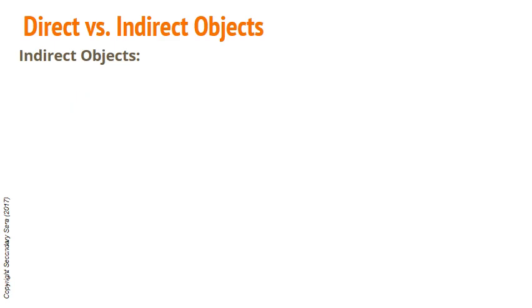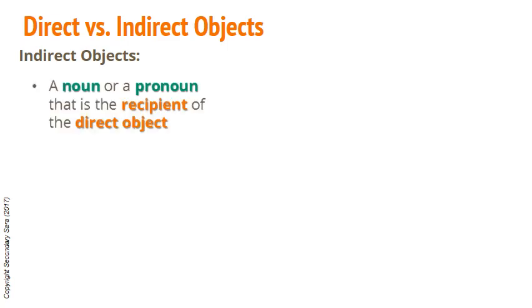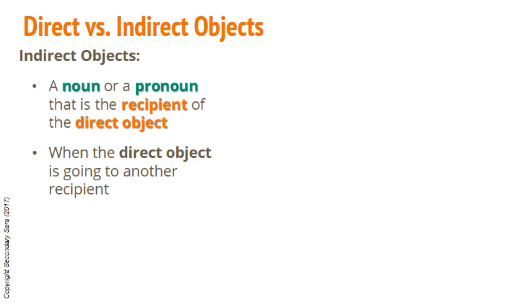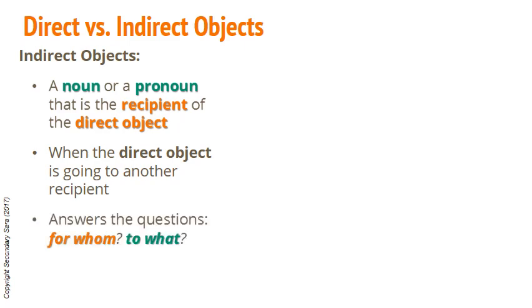Now let's talk about indirect objects. An indirect object is a noun or pronoun that is the recipient of the direct object. This is when the direct object is going to another noun or another recipient. An indirect object answers the questions for whom or to what. Please note that there is not always an indirect object. Let's look at our examples.